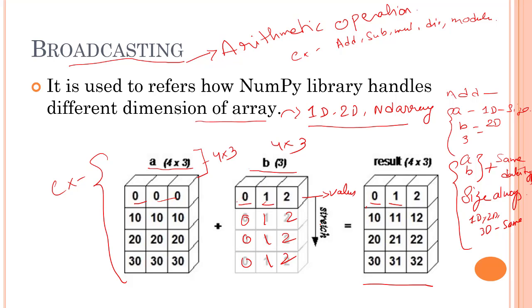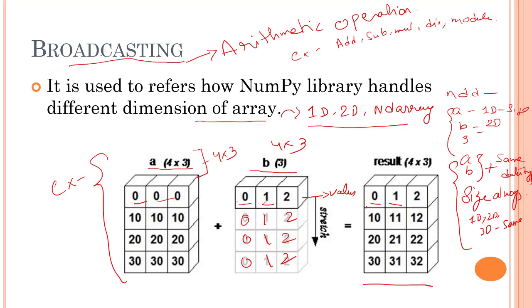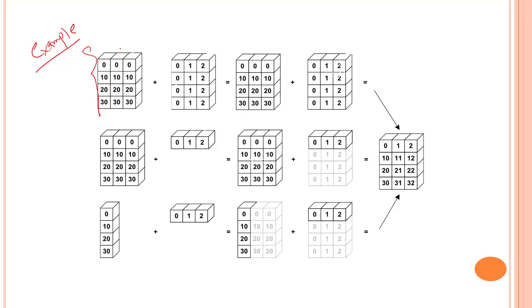Let's move to another example where you'll understand properly how it works. I'm taking one more example here to understand broadcasting. This is one matrix, right? Like the previous matrix, it's 4 cross 3. Here also we are taking a 4 cross 3, and here it's just a 4, or 4 cross 1 you can take. So this is the values we are taking, 4 cross 1. Here also we have 4 cross 3.